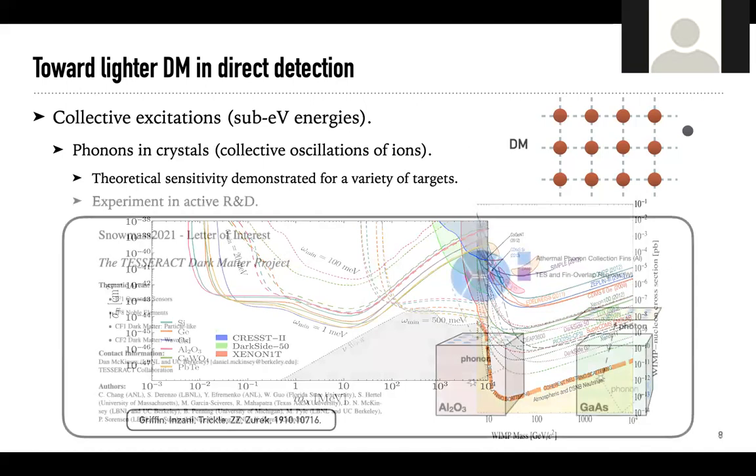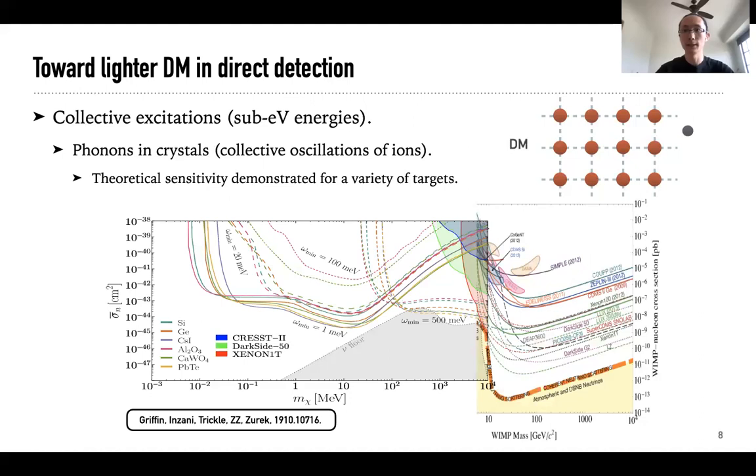Can I ask one question at this point? Yeah, maybe you will come to it, but what are relevant backgrounds in these kinds of experiments? You mentioned neutrinos already. Oh yeah, definitely. There's definitely a neutrino floor, and then the other backgrounds. There were a few of them.